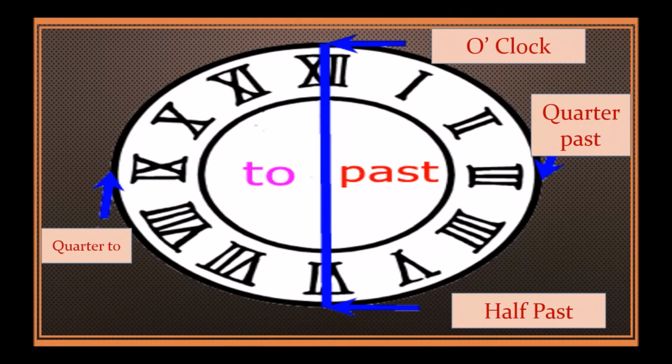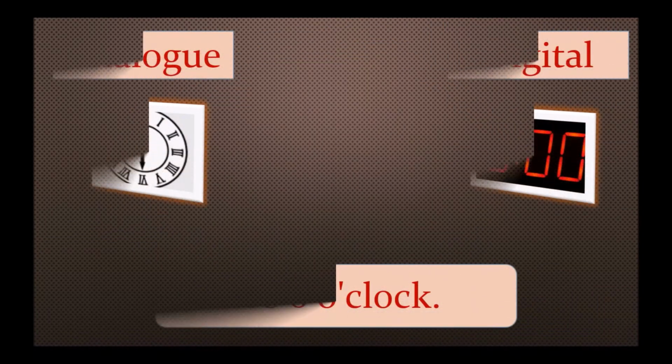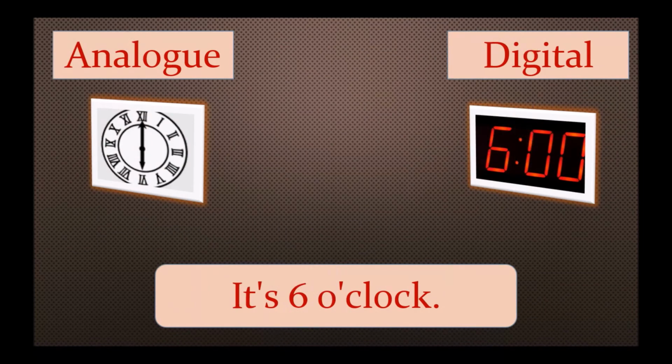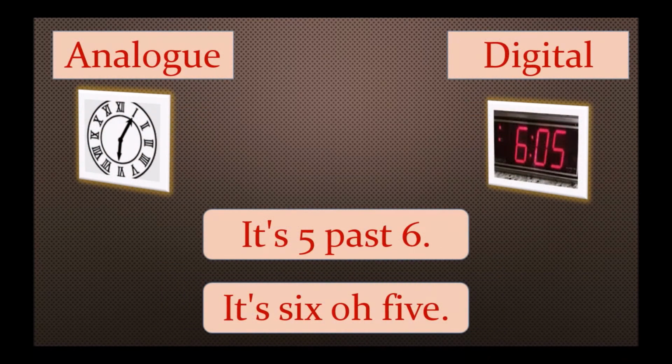Now, there are quarter past and quarter to, or half past in a clock. Now what is that? Let's understand them. This is an example. This is analog, in which 6 o'clock is there, and digital, the same 6 o'clock is there. If it is 6:05, then what we can say, it's 5 past 6, or we can say it's 6:05.